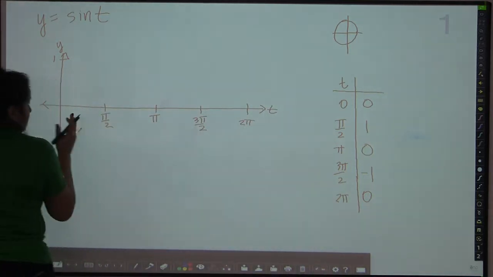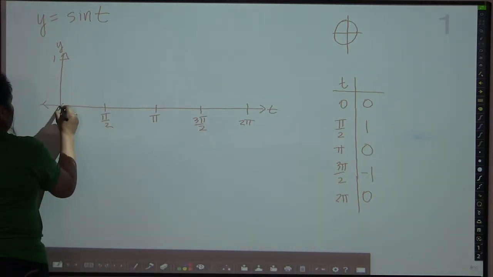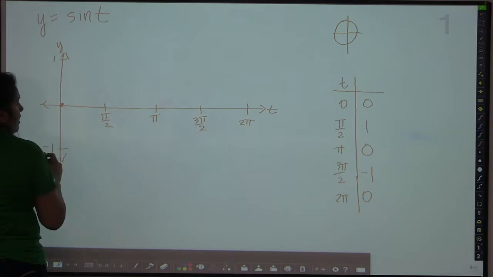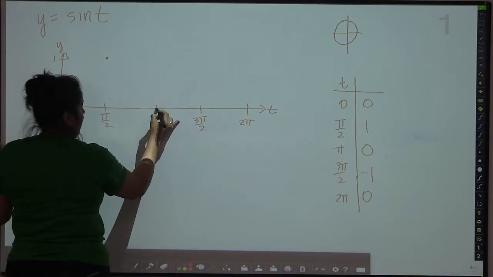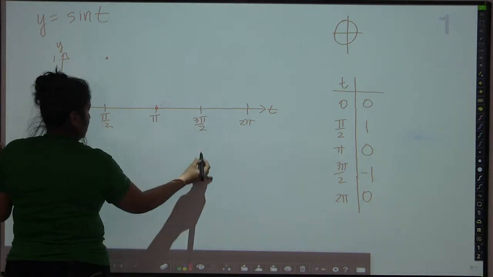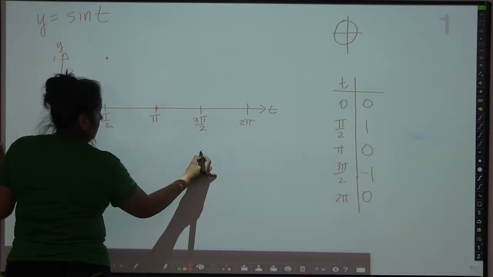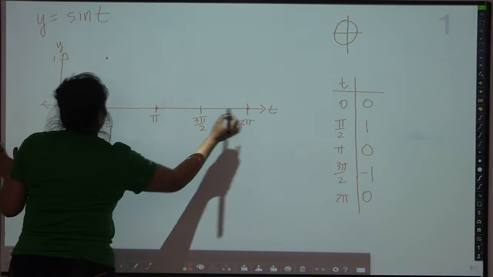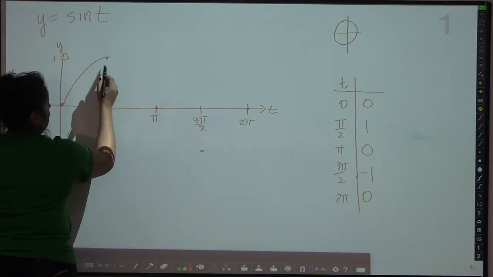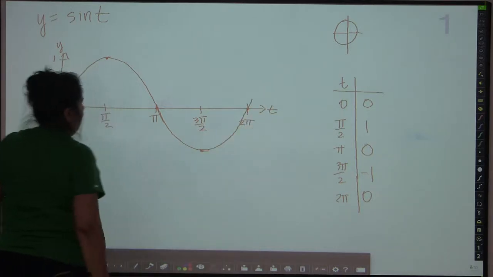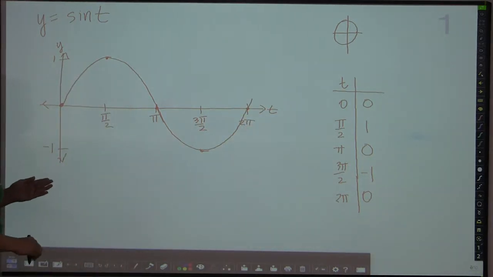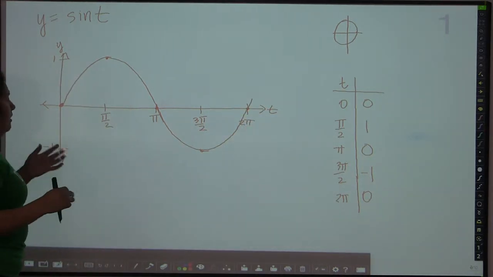So when we plot those on this graph, you get 0, 0. Then you have pi over 2, 1. And then you have pi, 0, 3 pi over 2, -1. And then back to 0. So you end up with this curve that looks like that. That's one period, one cycle, if you will, of the sine curve.